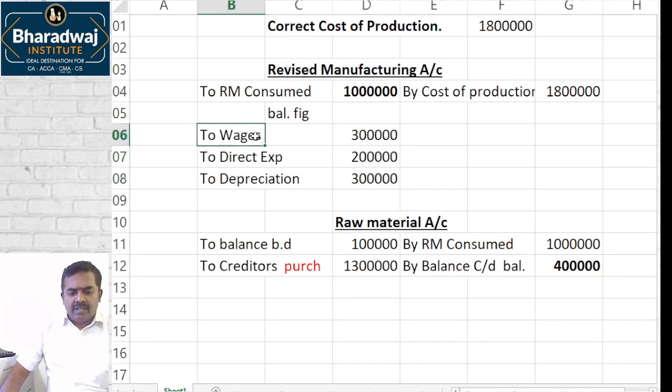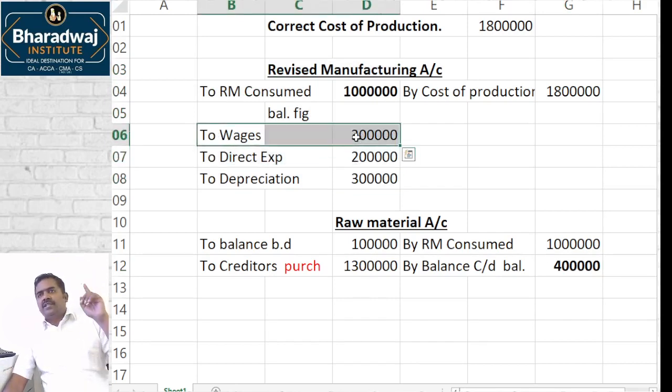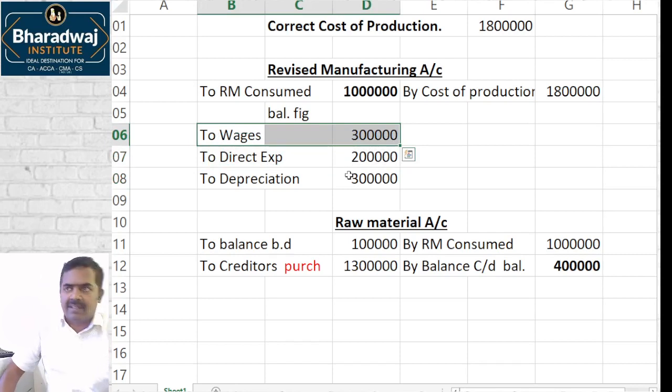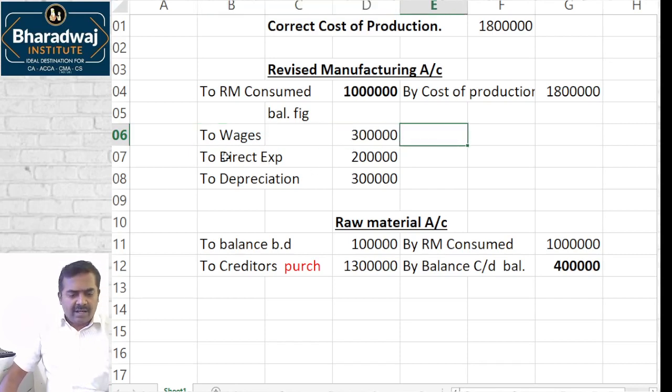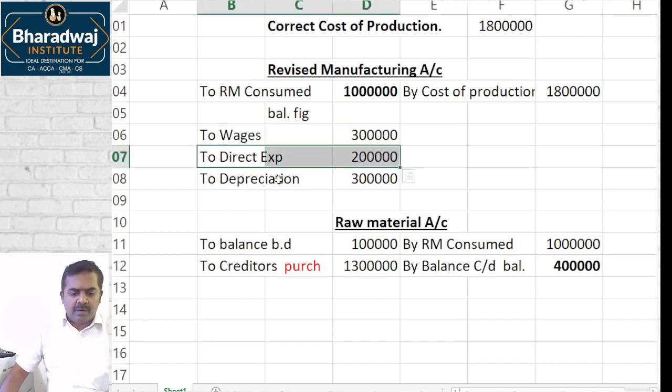So, any doubt in this wages? 3,50,000 charged, 50,000 not to be charged because that is indirect wages to be taken to P&L account. Office labor pay is indirect charges to be taken to P&L account. Charge only 3 lakhs. Direct expenses only 2 lakhs can be included.